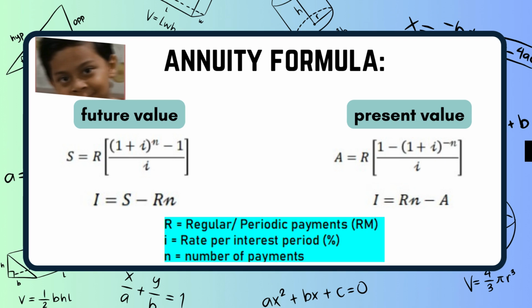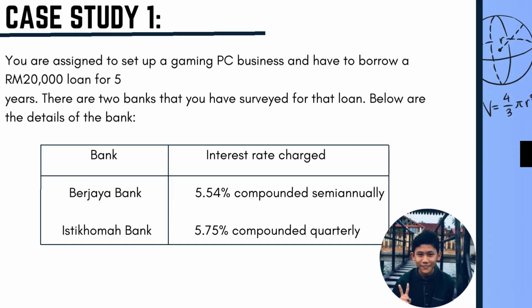For annuity, if you want to find a future value, we use S equals R[(1 + i)^n minus 1] divided by i, and I equals S minus Rn. If you want to find a present value, we use A equals R[1 minus (1 + i)^(-n)] divided by i, and I equals Rn minus A. Note that R is the regular or periodic term payment, i is the rate per interest period in percentage, and n is the number of payments.